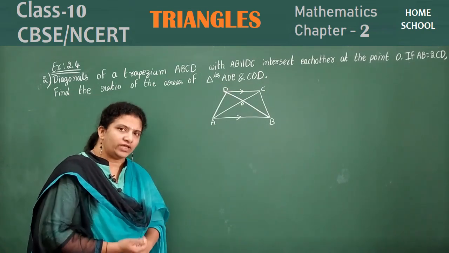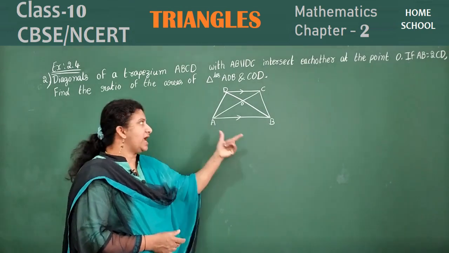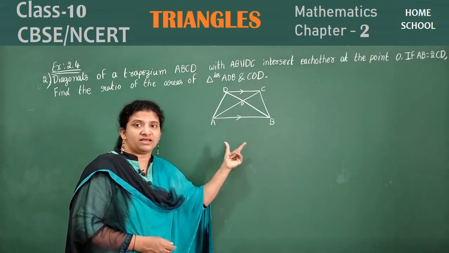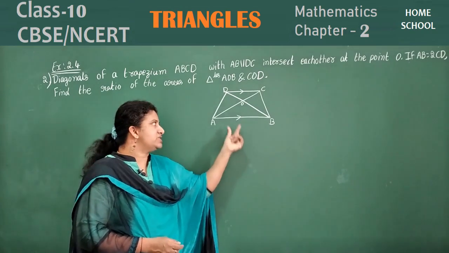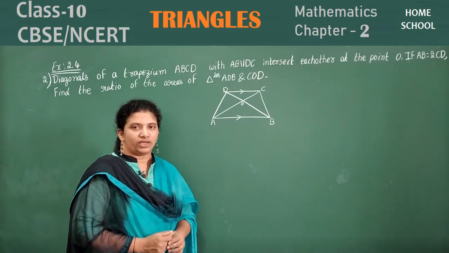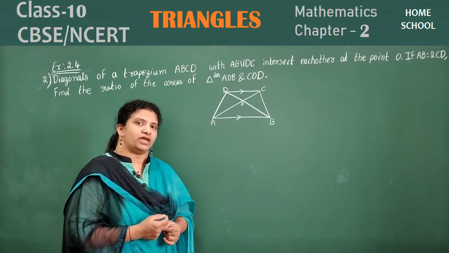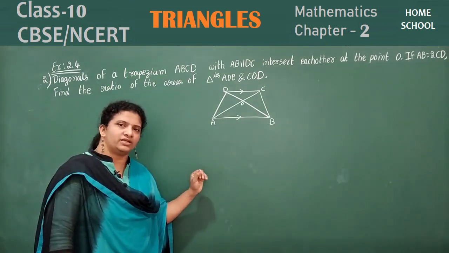So, what do we know, children? The sides ratio we know. What is that? AB is to CD. AB is 2CD, CD is CD. So, these two sides are in the ratio 2 is to 1. Okay. So, then we need to apply the area of a triangle formula. So, now we have to apply, children, here.